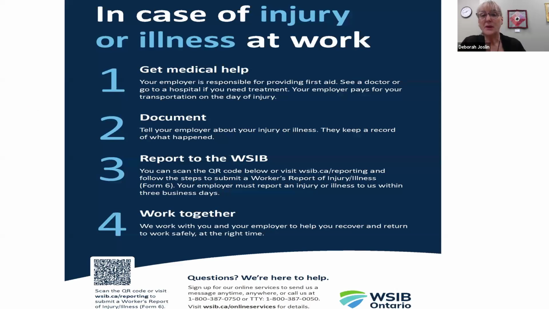When it comes to WSIB and the return to work, focus on number 4 here. So this is your WSIB poster. The posters that we're showing and just noting so you can have a visual view of them. Again, we'll send the link.